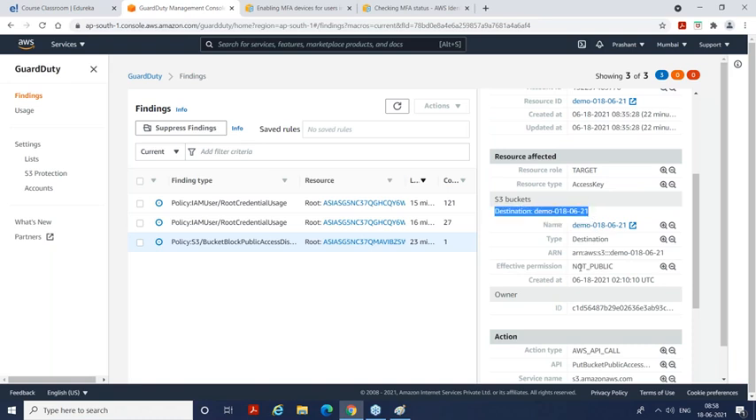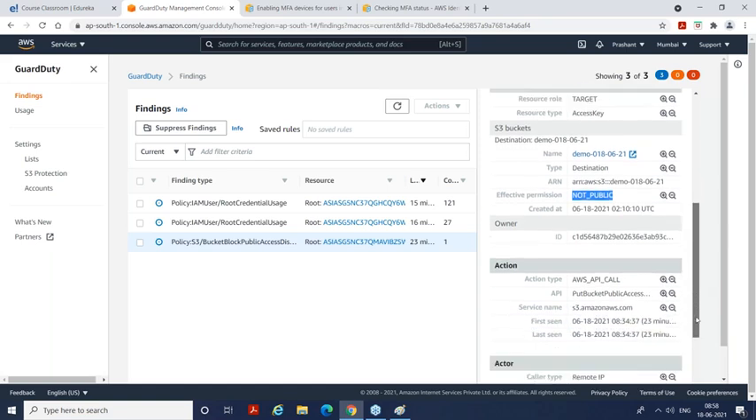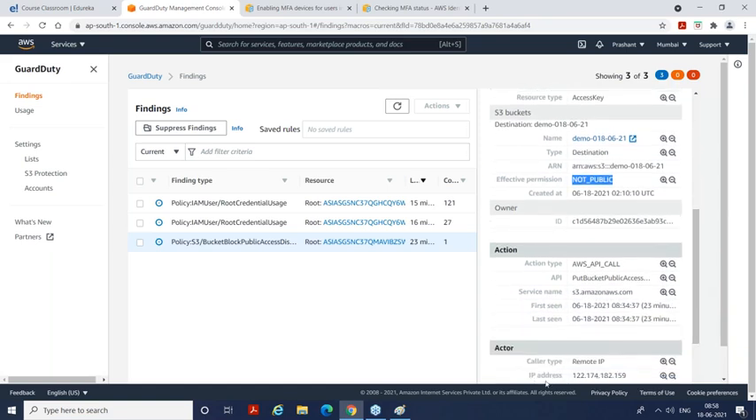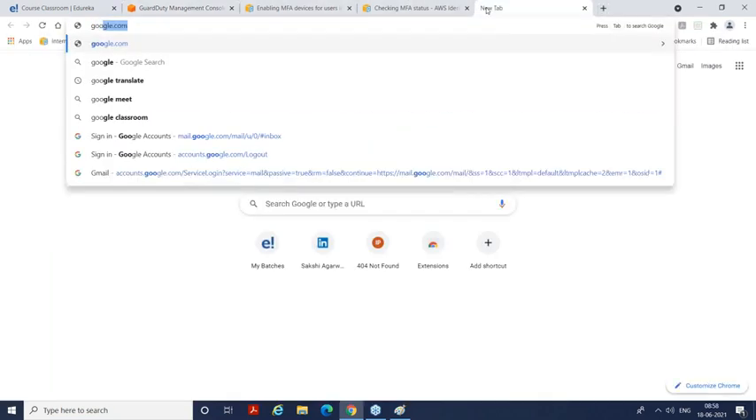Effective permission, it is no more not public. It was supposed to be not public, but now it is public, right? And how did we do it? It was enabled and it was made public. From where did it happen? From this IP address. This IP address is what? It is my machine's IP address.